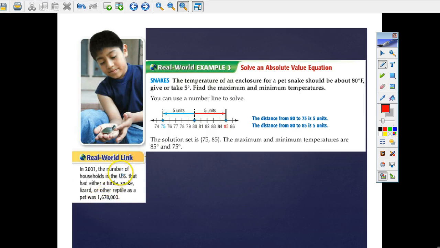Gross. Alright, so snake. The temperature of an enclosure for a pet snake should be about 80 degrees Fahrenheit, give or take 5 degrees. Find the maximum and minimum temperatures. You can use a number line to solve. So 80 degrees, give or take 5. Give 5 degrees, it'd be 85. Take 5 degrees off, it'd be 75. So 75 and 85 are the solution set.